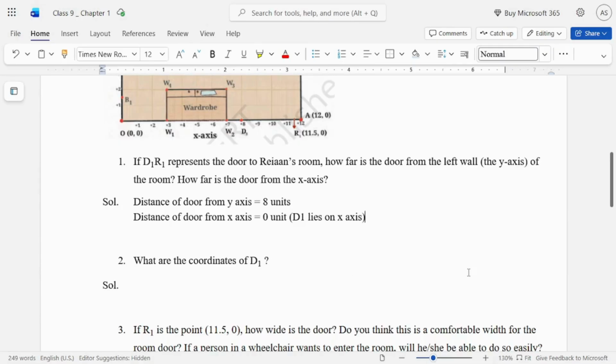Okay, so now moving to second question, it says, what are the coordinates of D1? So what are coordinates of any point? Distance of that point from y-axis, comma, distance of that point from x-axis. So this is the same thing we have done in previous question. So coordinates of D1 equals to, its distance from y-axis was 8 and distance from x-axis was 0. So 8 comma 0. Cool.